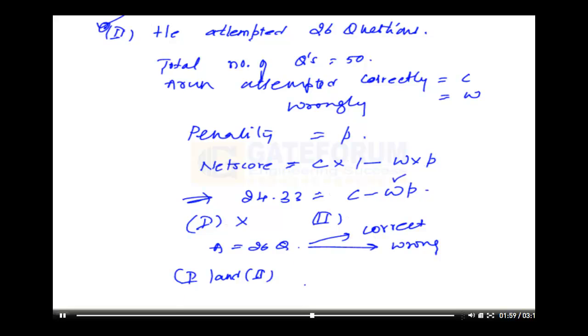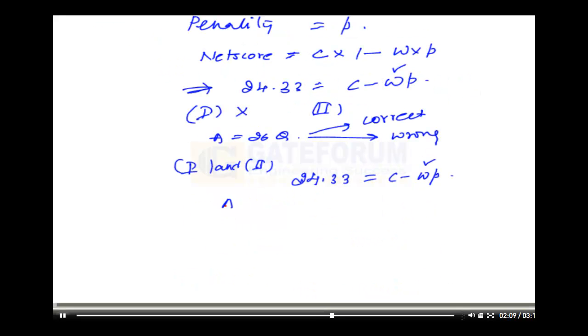Arun has got a score of 24.33, which is C minus WP. Now we have to find this W, and what is the second statement? He has attempted only 26 questions. Now if he has attempted 26 questions, the maximum marks which he will be getting is 26.